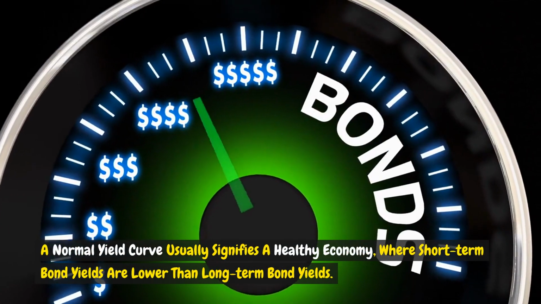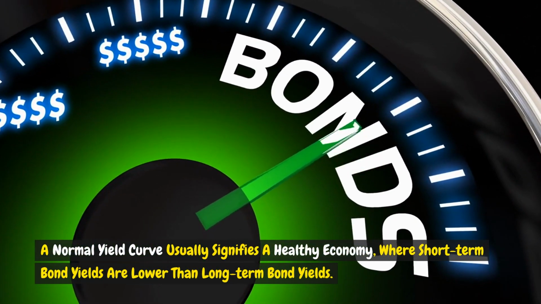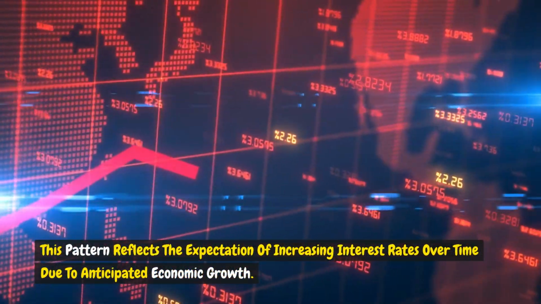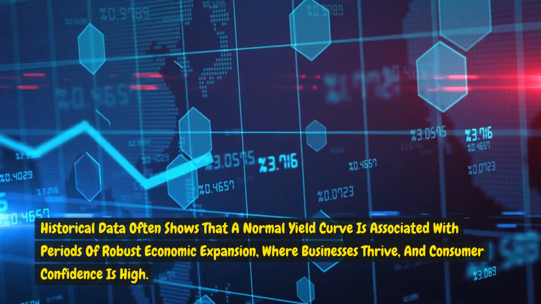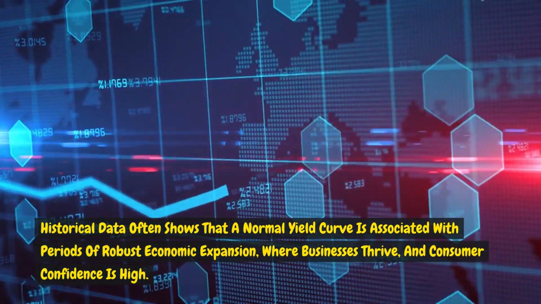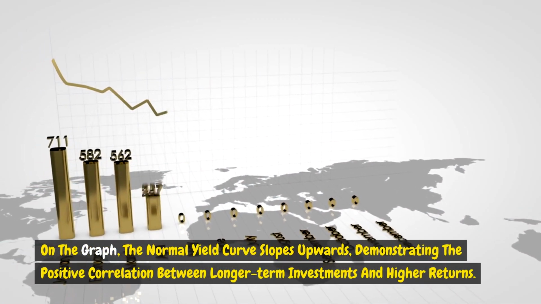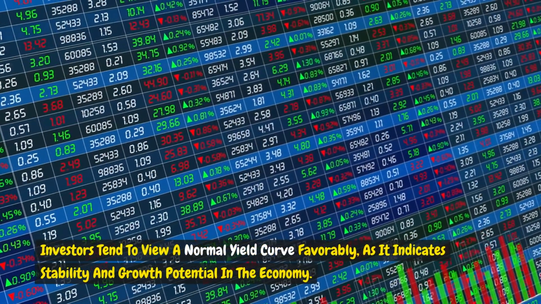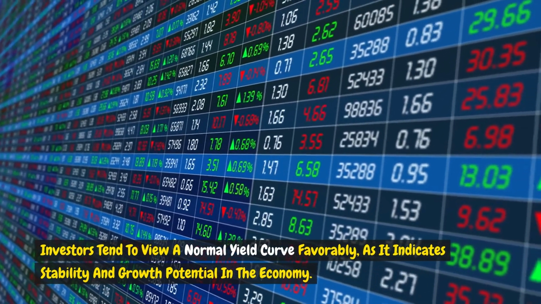Normal yield curve. A normal yield curve usually signifies a healthy economy, where short-term bond yields are lower than long-term bond yields. This pattern reflects the expectation of increasing interest rates over time due to anticipated economic growth. Historical data often shows that a normal yield curve is associated with periods of robust economic expansion, where businesses thrive, and consumer confidence is high. On the graph, the normal yield curve slopes upwards, demonstrating the positive correlation between longer-term investments and higher returns. Investors tend to view a normal yield curve favorably, as it indicates stability and growth potential in the economy.